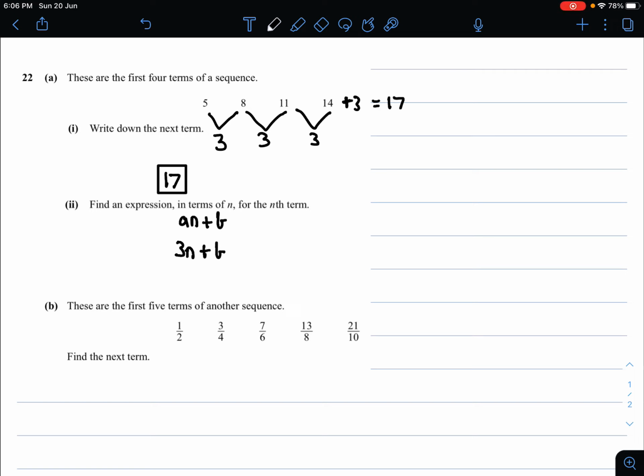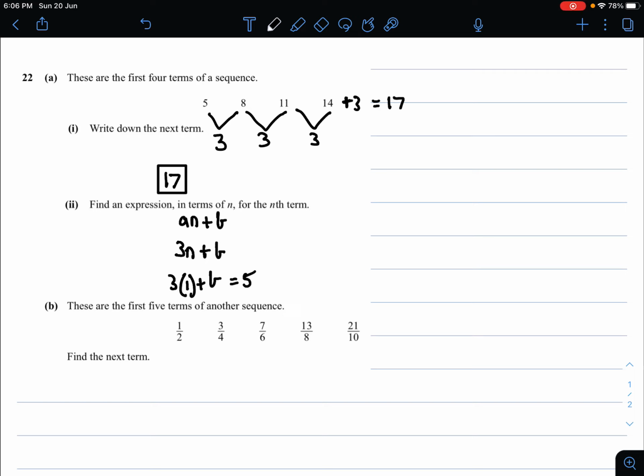Now we have to find the value of b. That's really easy. All you need to do is input, say, the first term as n. So we input 1 as n, because n is the nth term, so which term? We are inputting the first term. So 3 into 1 would be 3. So basically what I'm doing is 3n plus b is equal to 5, and I'm substituting n with 1 because 5 is the first term.